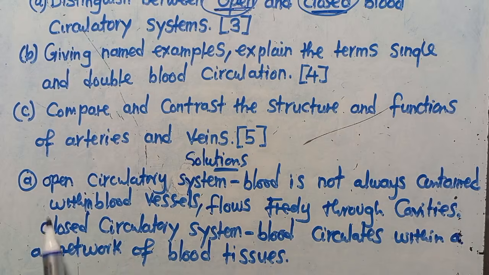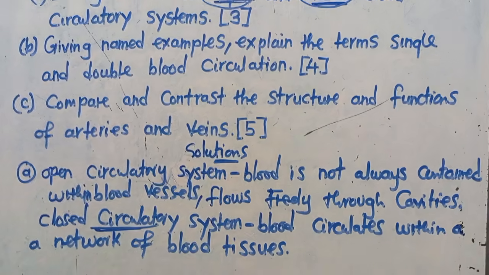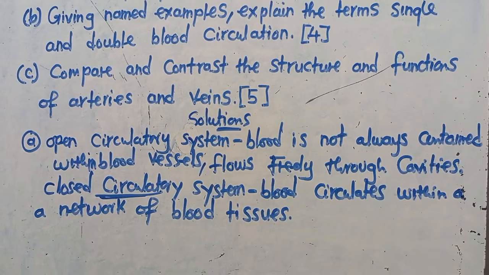You just say, under the open blood circulatory system, blood is not always contained within vessels. Rather, it flows freely through cavities. But under closed circulatory system, blood circulates within a network of blood vessels. This is a difference that you can note there. We move now to the next question.